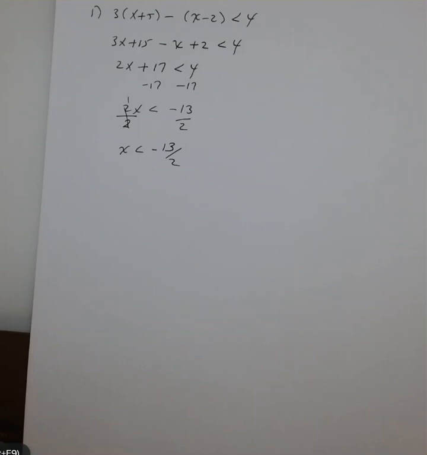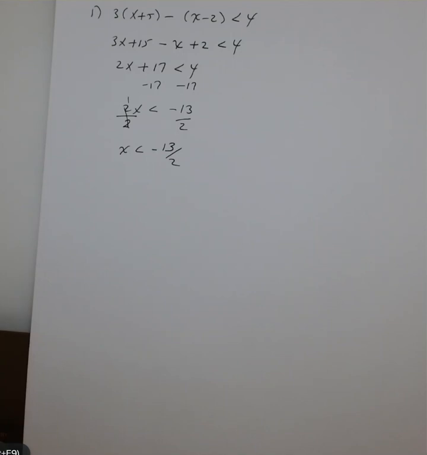But how many solutions does this have? One solution? You say that this part right here only has one solution. Is that what you're saying? Yes, infinitely many in one direction. Infinitely many. This says that your solutions are any number that's less than what? Negative 13 halves. So any real number less than negative 13 halves. And how many real numbers are less than negative 13 halves? An infinite number.